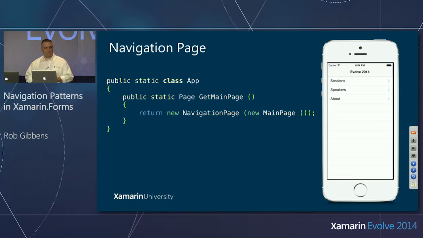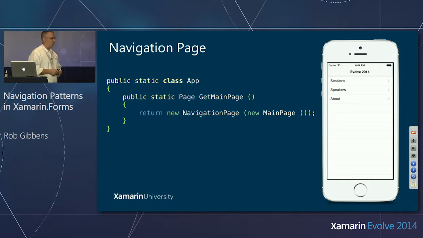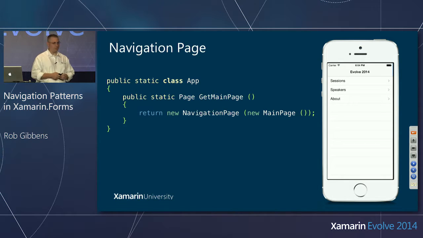Using the navigation page in your code is fairly simple. In here in the app class, where we're calling getMainPage, which is the initial call in your application, we're going to just return a new navigation page. And again, this is a built-in class. The navigation page doesn't provide any user interface by itself, though. On iOS, you get a title bar, but that's about it.